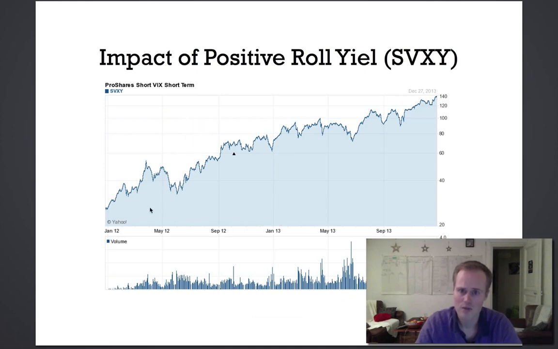The impact of positive roll yield, that's the SVXY. So this one started trading at around 20. It's now up to 140. That means 5.3 or 5.4 times your money on this one. This is the one I like. I entered this one a couple of months ago, even earlier this year, during the summer. It's already returned me quite a lot of money, and I will definitely continue to load up on that. So I think that's a great ETF, SVXY.